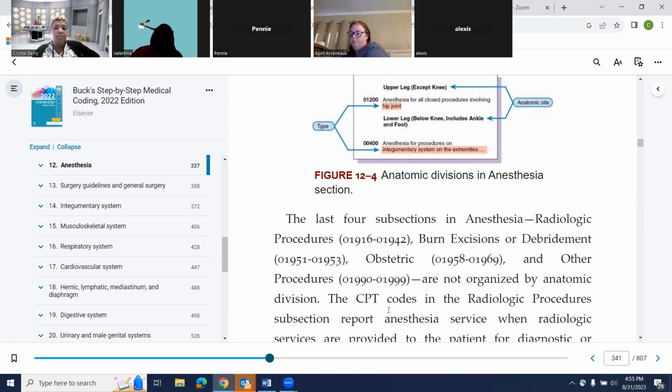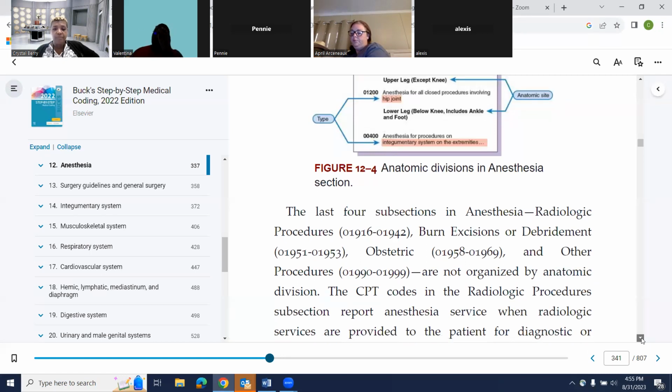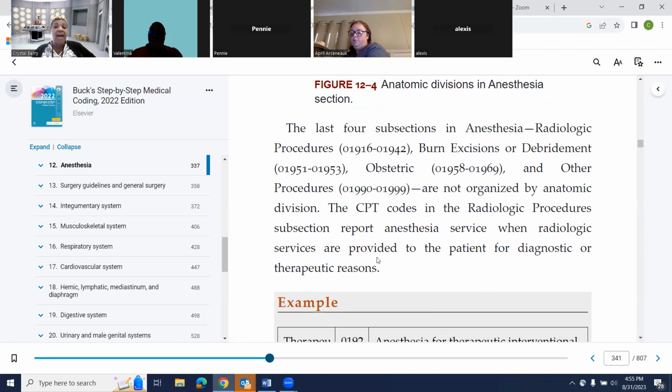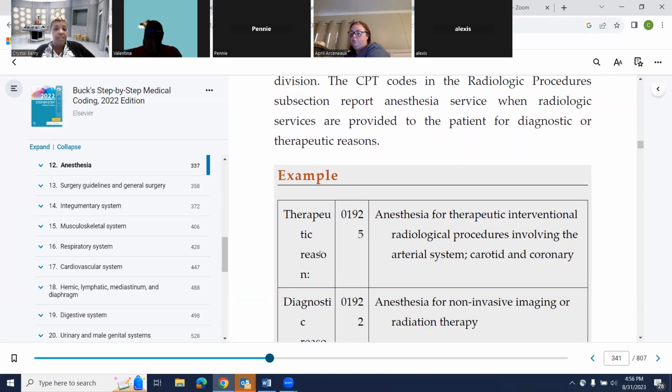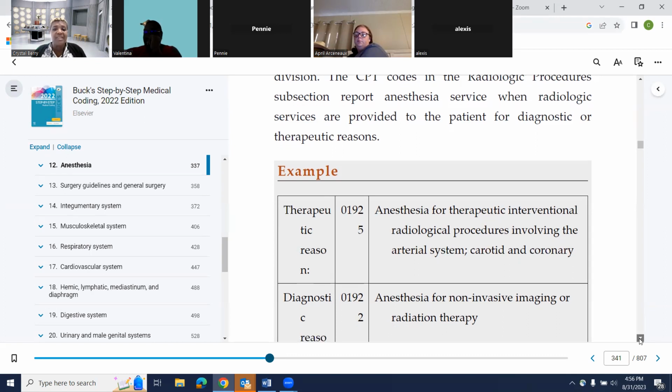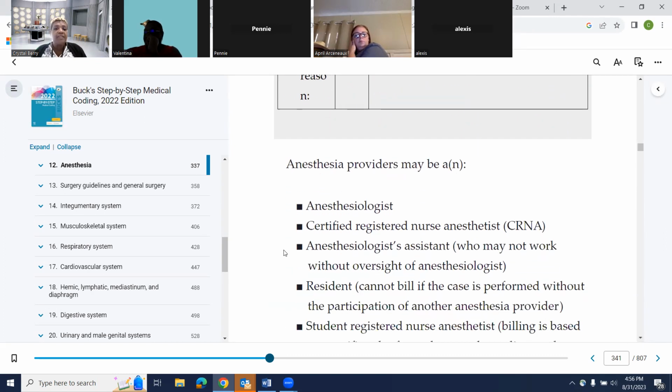The CPT codes in the radiology procedures subsection report anesthesia services when radiologic services are provided to the patient for diagnostic or therapeutic reasons. And they're giving you examples. Anesthesia for therapeutic interventional radiologic procedures involving the arterial systems, carotid and coronary. Once you read your PowerPoint slides, this would break down more for you. They tell you who the anesthesia providers may be.